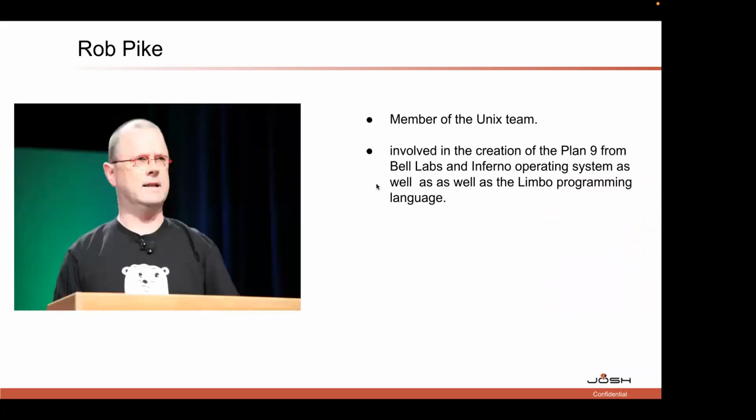The first guy is Rob Pike. Okay. He was a member of the Unix team. He was involved in creating the Plan 9 and Inferno operating systems. Both of these are distributed operating systems, as well as the Limbo programming language. Limbo is a language which we use to write operating systems.